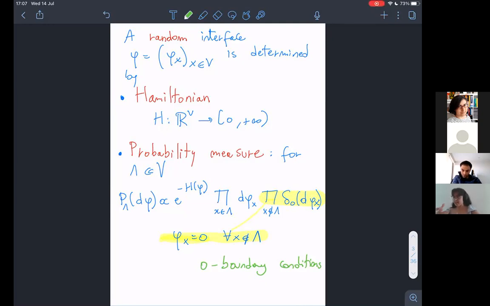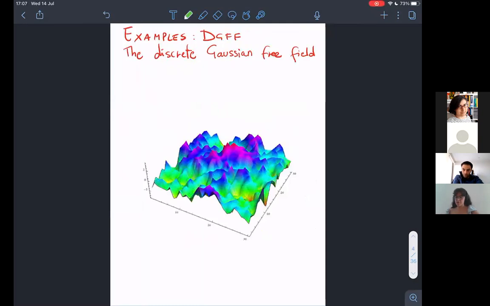Now, to make this probability measure concrete, I want to show you a simulation of a very well-known interface, which is the discrete Gaussian free field. Here as Lambda, I used a two-dimensional discrete box in Z^2. Everything outside is set to 0, and then I've sampled certain heights for every lattice point inside this Lambda. How did I sample these heights?